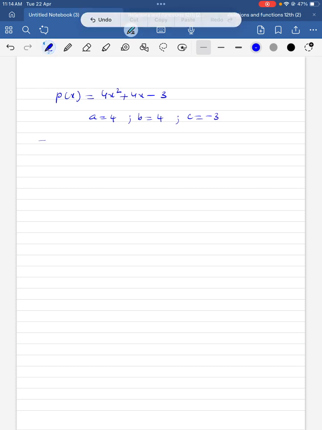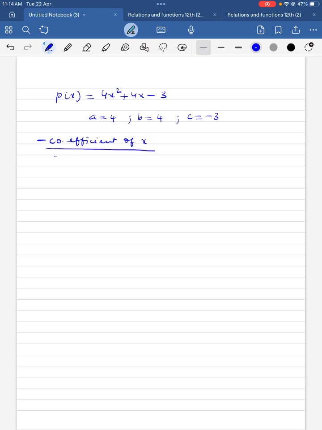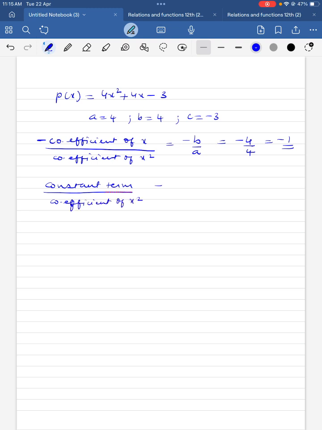Okay, now let's find out what minus the coefficient of the x term divided by the coefficient of the x squared term is, which will be minus b by a. And what is minus b? Minus of 4 divided by a, which is 4 as well, will give me minus 1. Now let me also find the constant term divided by the coefficient of x squared. Constant term here is c, and the coefficient of x squared is a. So that's minus 3 by 4.